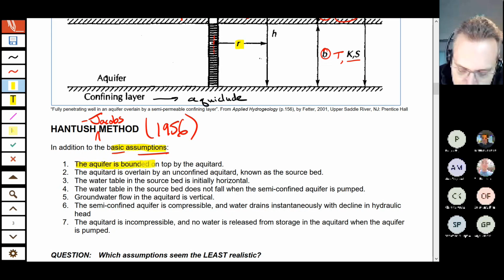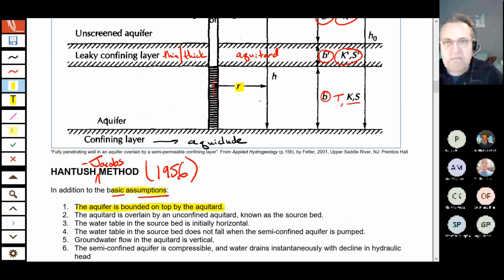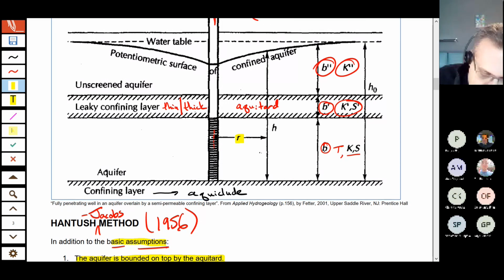The aquifer is bound on the top by an aquitard. Okay, I think we can live with that. They're not saying that the aquitard has to have a certain geometry. It just has to be bound on the top. Nothing really too controversial about that. The aquitard is overlain by an unconfined aquifer known as the source bed, and that's what we have right here. We have an unconfined aquifer, and that's known as the source bed.